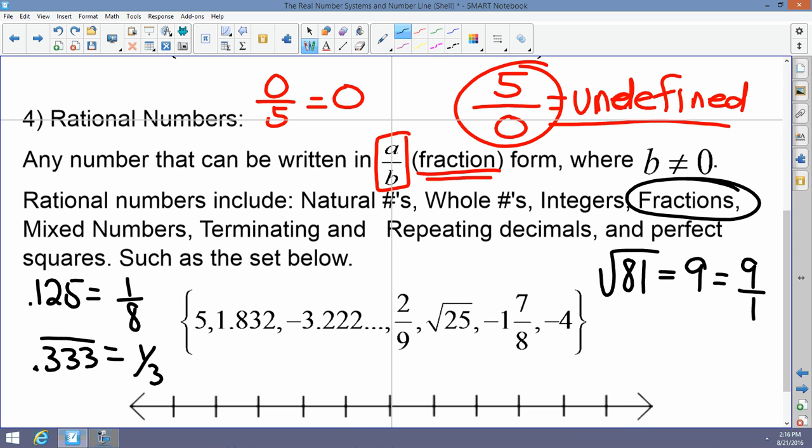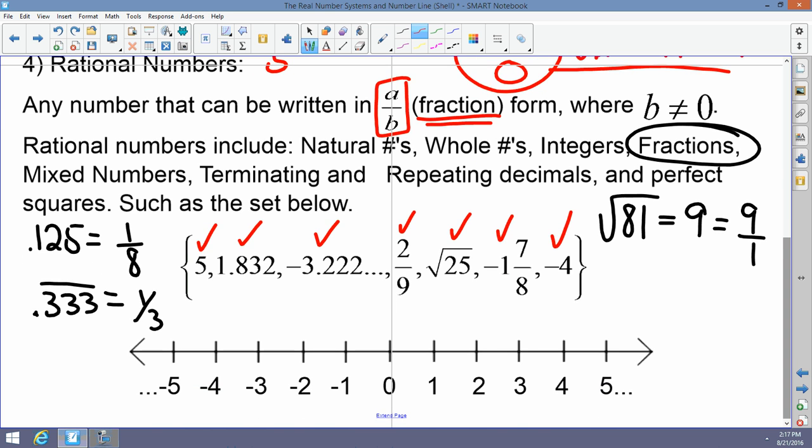However, just to make it clear, rational numbers include natural numbers, whole numbers, integers, fractions, mixed numbers, terminating and repeating decimals, and perfect squares, such as the set below. So we have 5, that's a rational, 1.832, -3.222 repeating, 2/9, square root of 25, -1 7/8, -4, all of those are rational numbers.